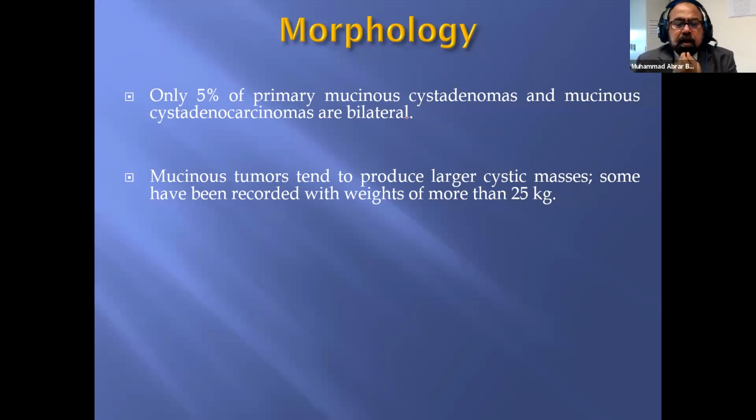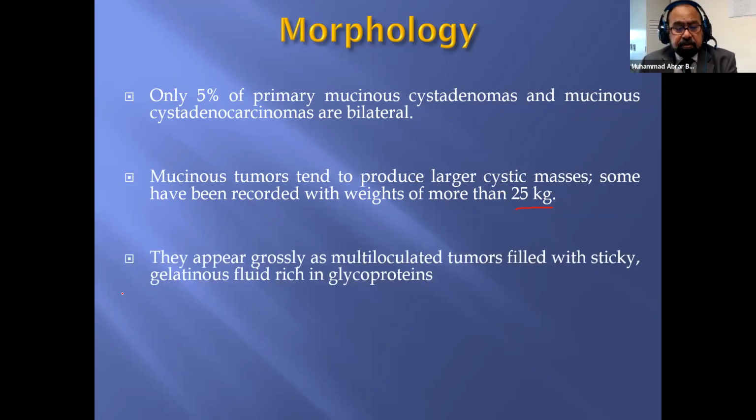The mucinous tumor tends to produce large masses. Some have been recorded weighing 25 kg. So just imagine how big this tumor can be. And as the name says, mucinous means you have an excessive amount of mucin secretion in the center. In the serous one, it was a fluidy, watery secretion. In the mucinous one, it is a mucinous secretion. So this is a clear-cut difference.